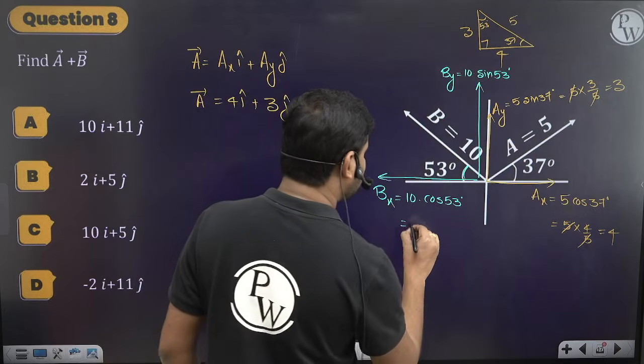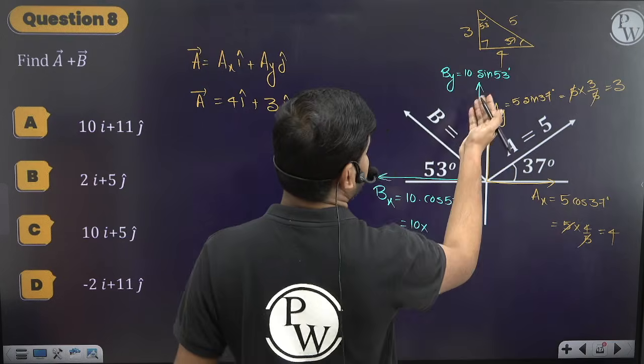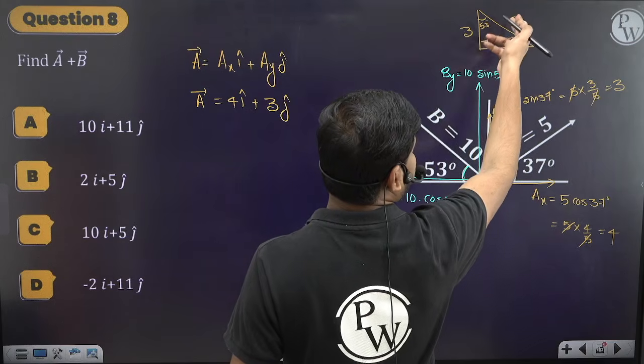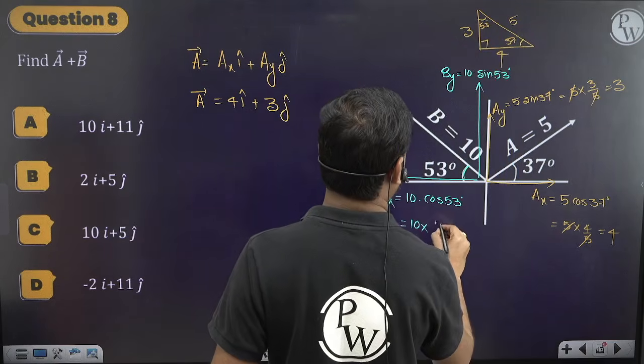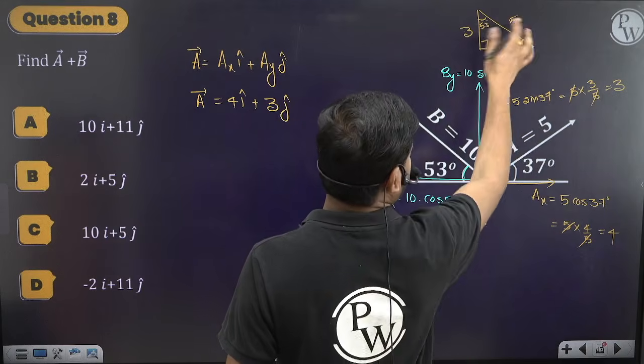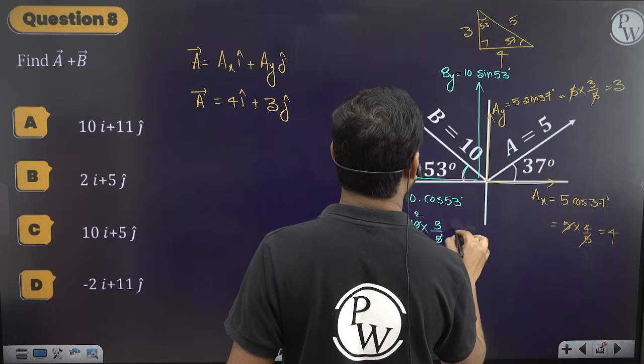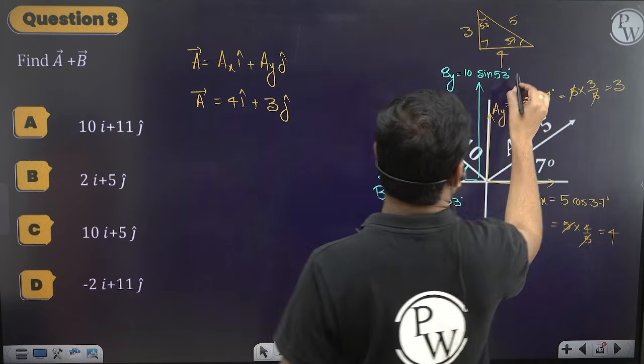So again, you know what is cos 53? Cos means adjacent by hypotenuse. 53 adjacent is 3, by hypotenuse is 5, right? So here 2, so 2 into 3, 6, and then 10 sin 53.